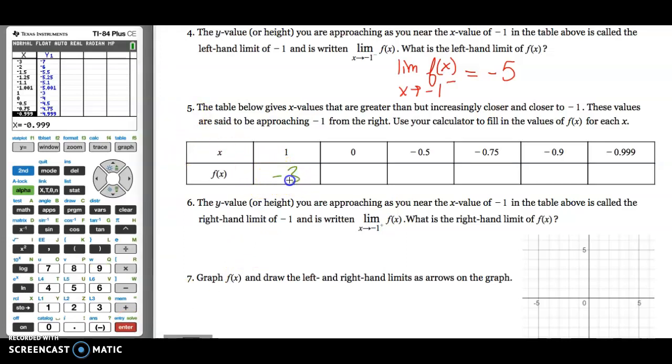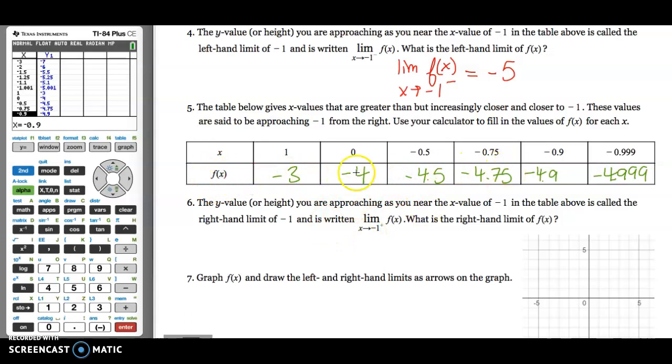This would be -3, -4, -4.5, -4.75, and oh, I missed one, didn't I? Oh, where'd my -0.9 go? Oh, there we go. -4.9, and then this one was -4.999. Okay.